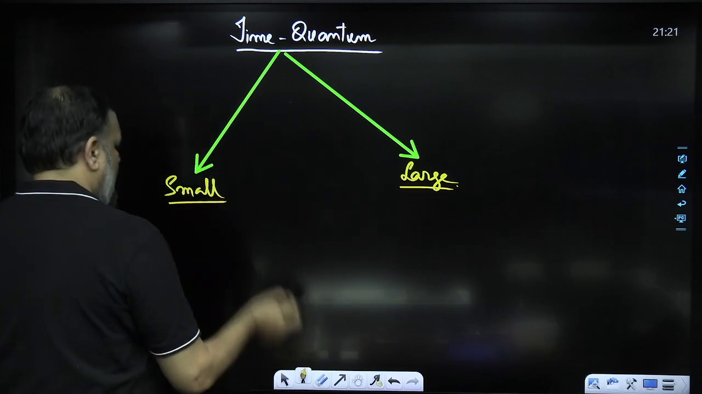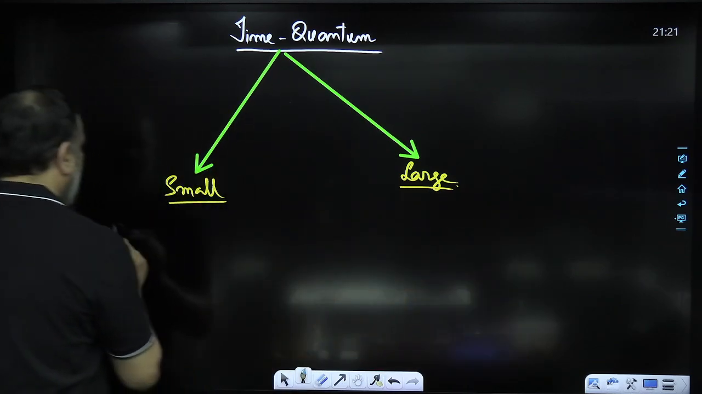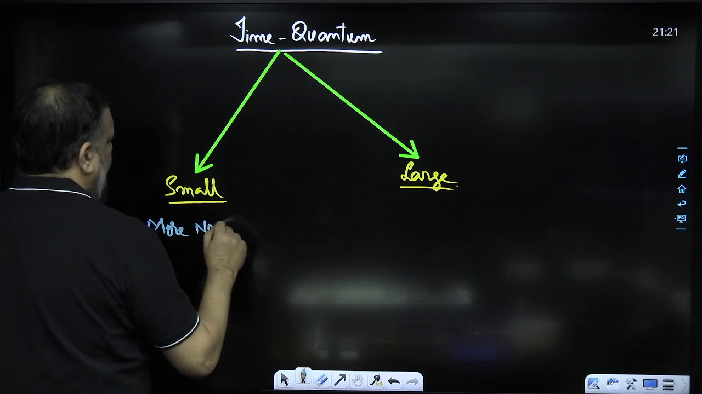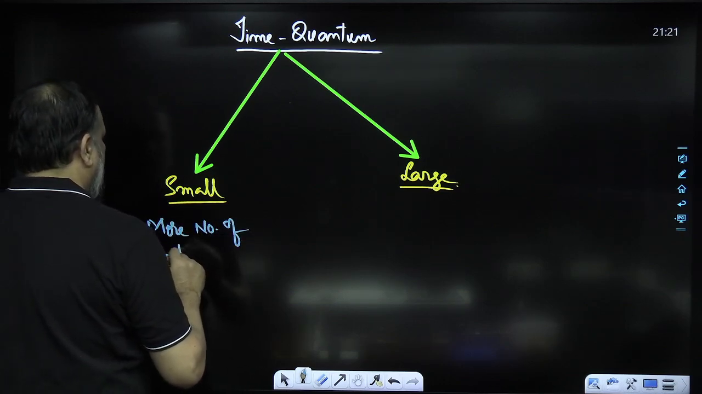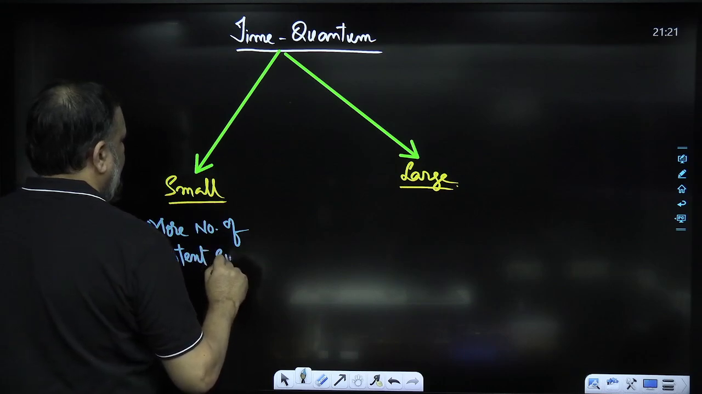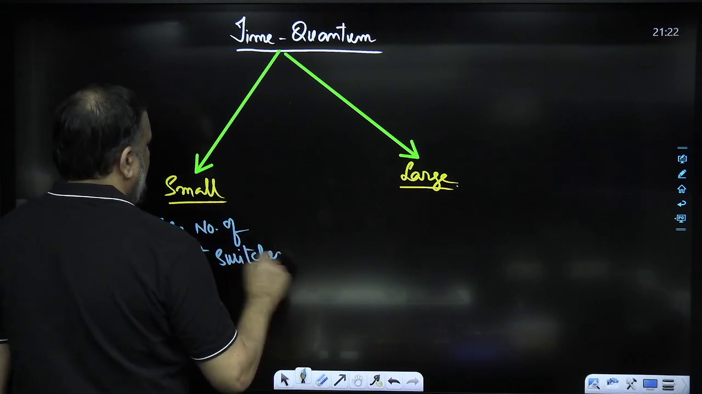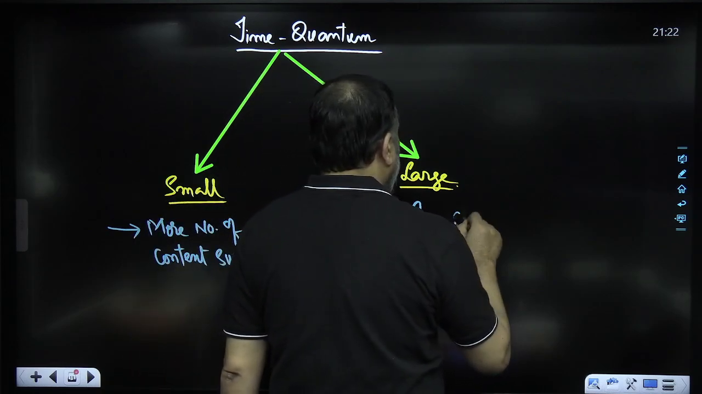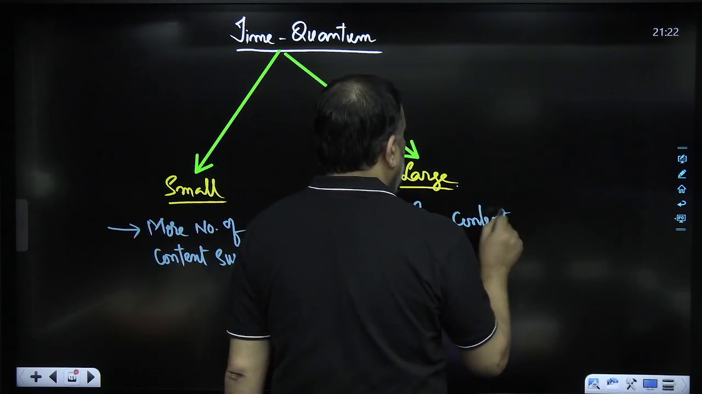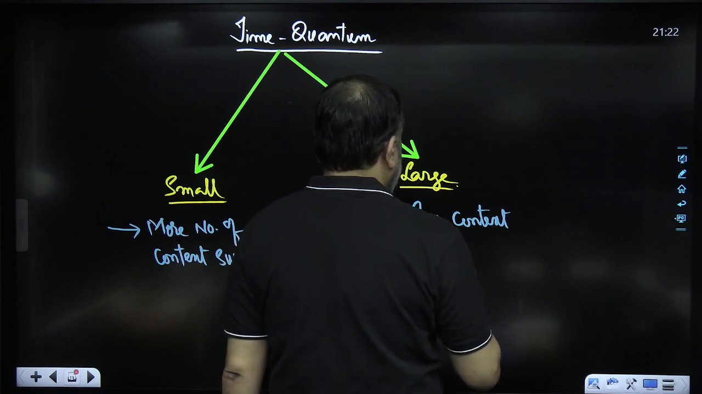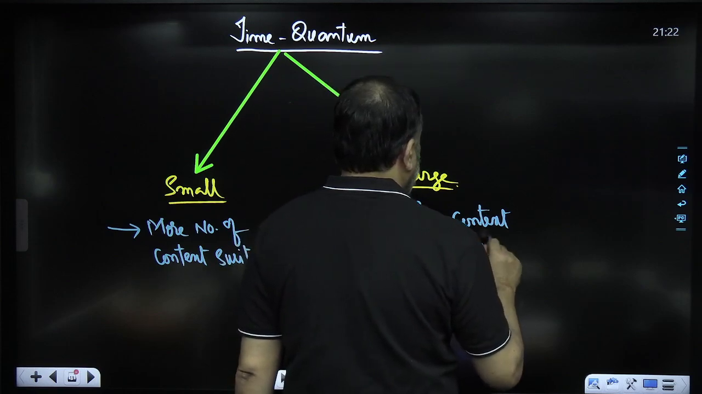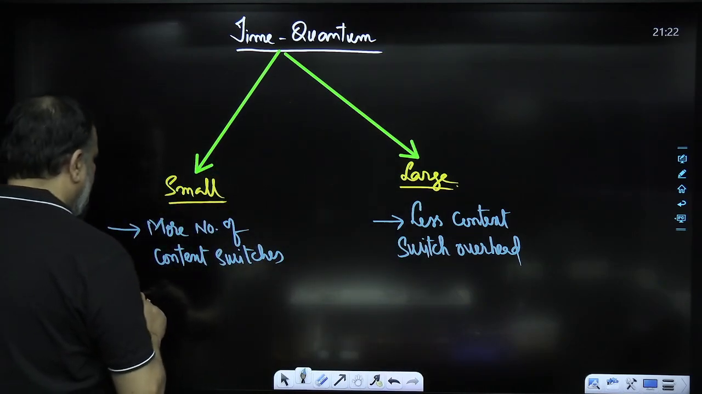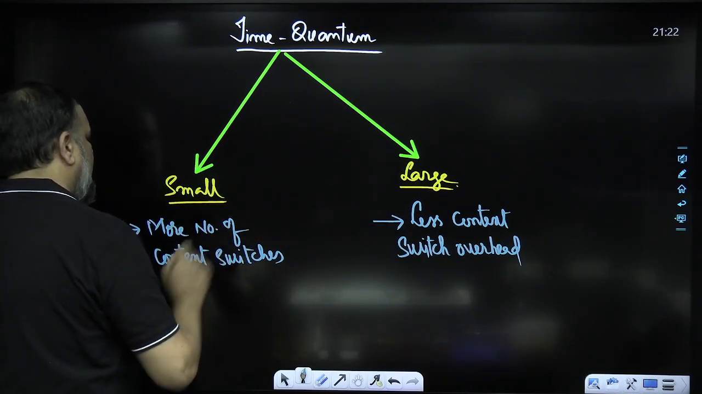When the time quantum is small, essentially it will lead to more number of context switches. More number of context switches. And when the time quantum is large, it will have less context switch overhead. But there is an advantage. So this is the disadvantage of having more number of context switches.